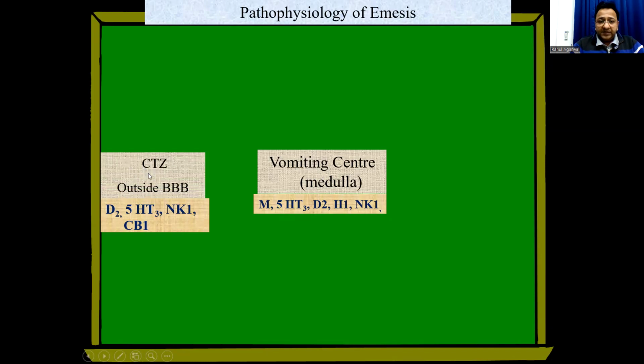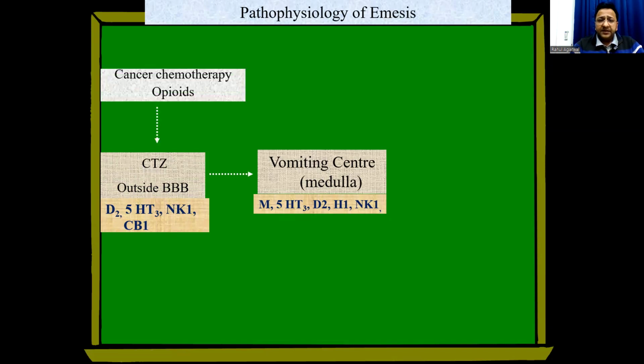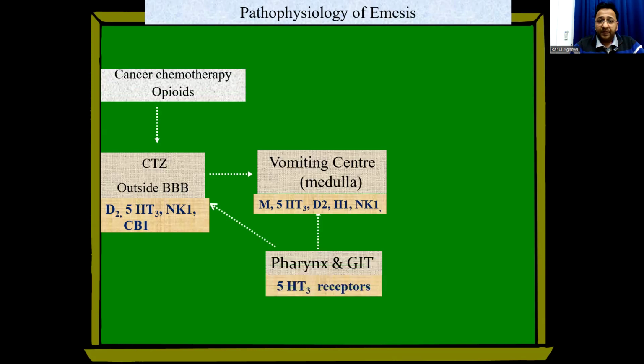CTZ, we all know that CTZ lies outside the blood-brain barrier. When this chemoreceptor trigger zone gets stimulated, the receptors present in the CTZ area related to vomiting are D2, 5-HT3, NK1, and CB1. These will stimulate the vomiting center. When we give cancer chemotherapy or opioids, it will stimulate the chemoreceptor trigger zone, and then it can further stimulate the vomiting center.